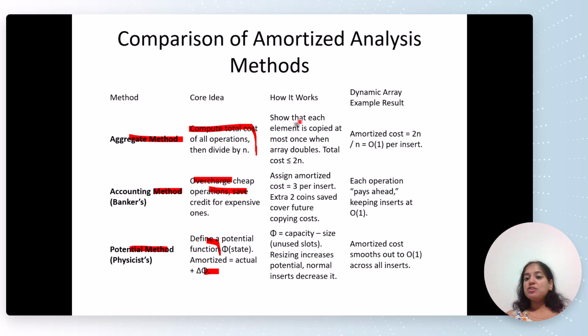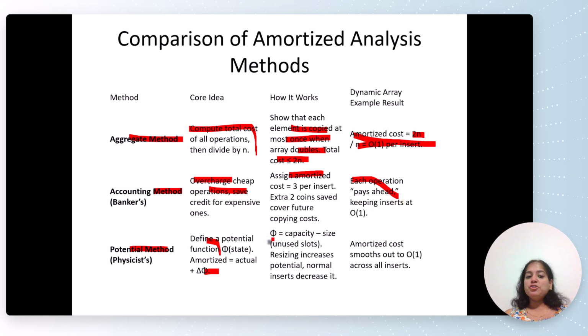How does the aggregate method work? It shows that each element is copied at most once when the array doubles. So the total cost is less than or equal to 2n, so the amortized cost is 2n over n, which comes out to be big O of 1. In the accounting method, assign an amortized cost to each operation so that the extra saved coins can be used later on for future operations. Each operation pays ahead, keeping inserts at big O of 1.